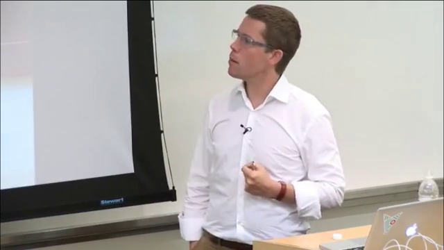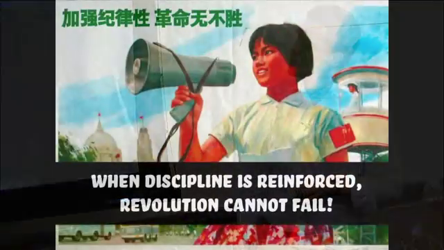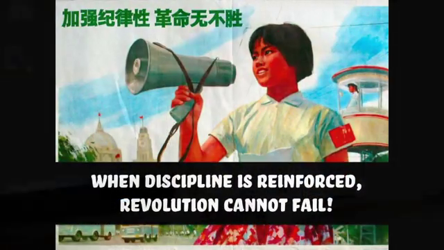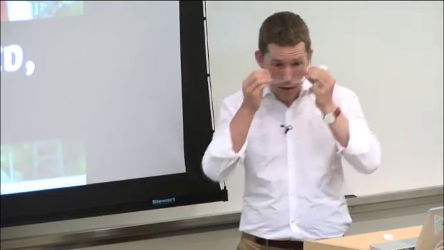Now, is there anything problematic with that model? Well, interestingly enough, Rochester is not the only place where you find this kind of idea. This is a Maoist propaganda poster from the 1970s, and the slogan reads, "When discipline is reinforced, revolution cannot fail." It's the same idea. The system in which you are living is perfect. If the system fails, it's because you haven't put in enough effort or because some individual messed up.